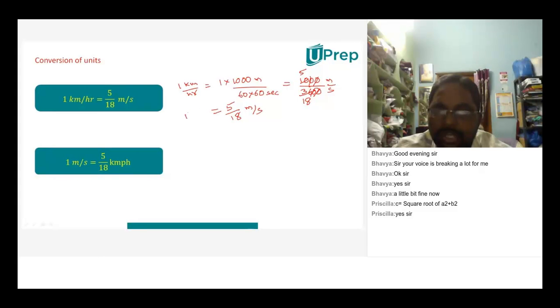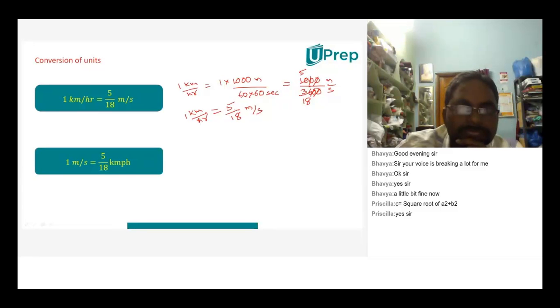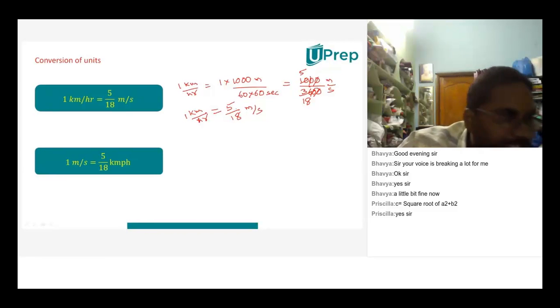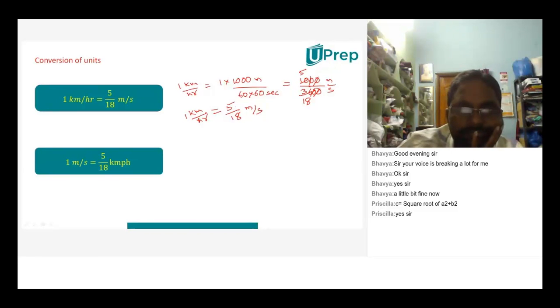So this you have to understand. 1 kilometer per hour is equal to, sorry, tell me how many meter per second? 1 kilometer per hour is equal to how many meter per second? 5 by 18, sorry. 5 by 18 meter per second.